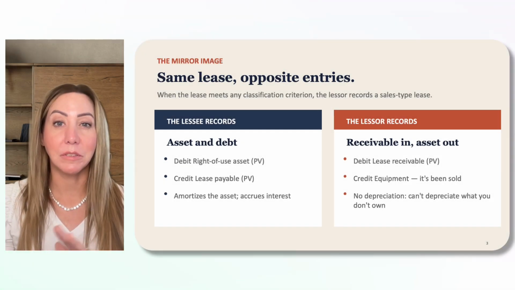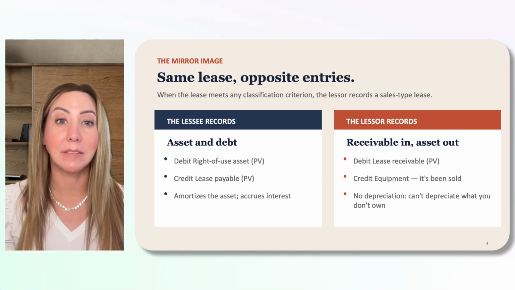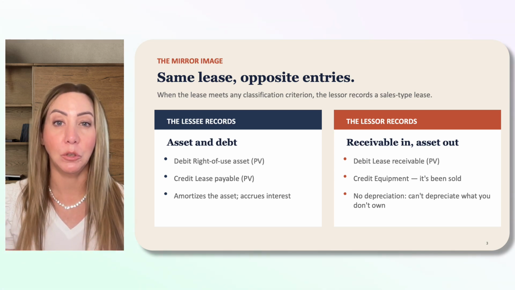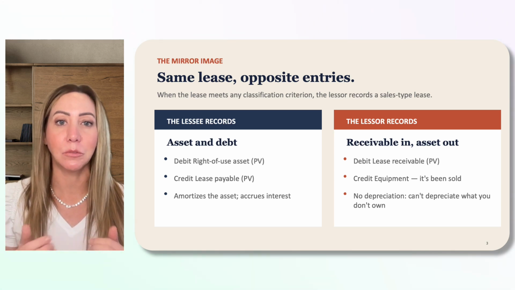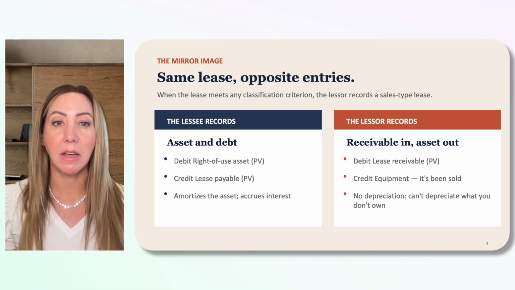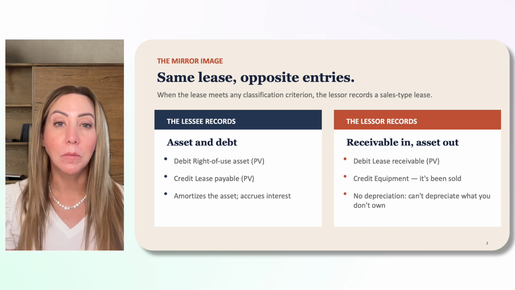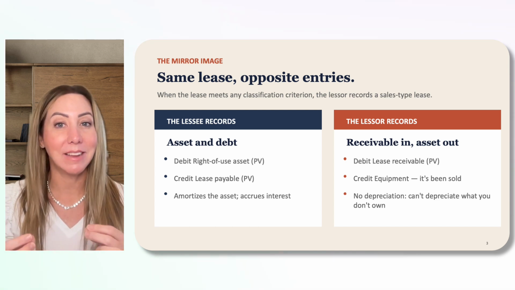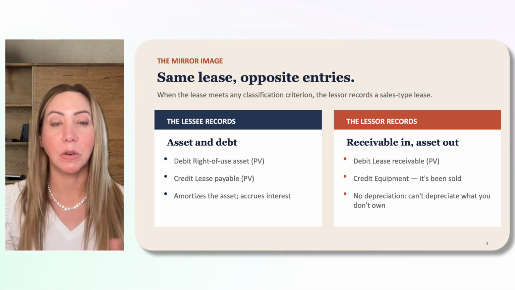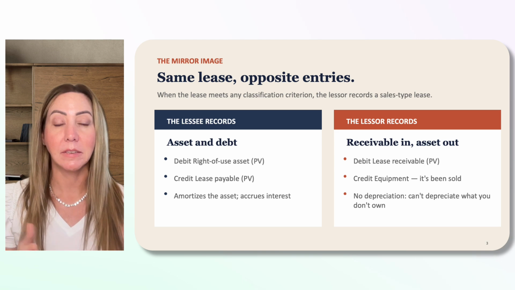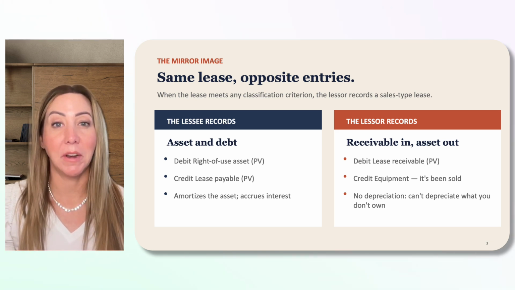So here's the lessor's inception entry, side by side with the lessee's. The lessee debits a right of use asset. The lessor debits a lease receivable, measured at the same present value of the same payments. The lessee credits a lease payable, and the lessor credits the asset itself. Equipment comes off the books because in substance, they've sold it.